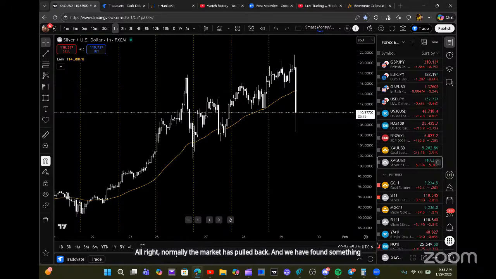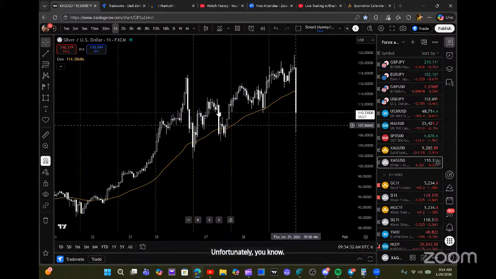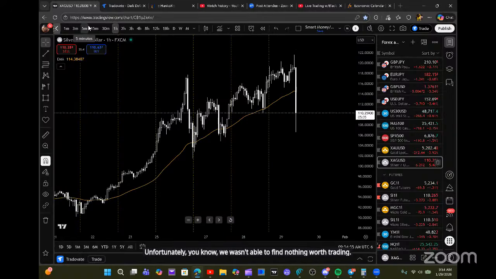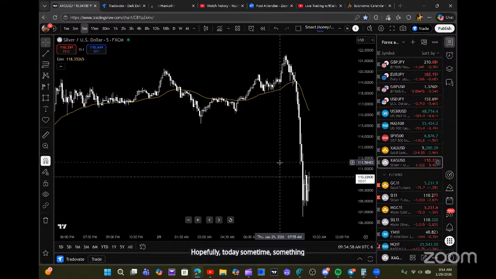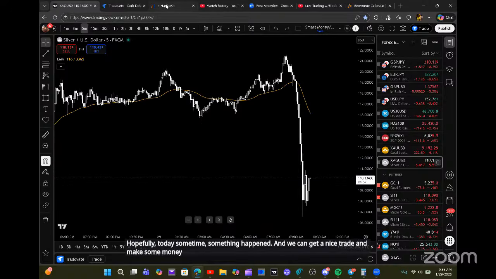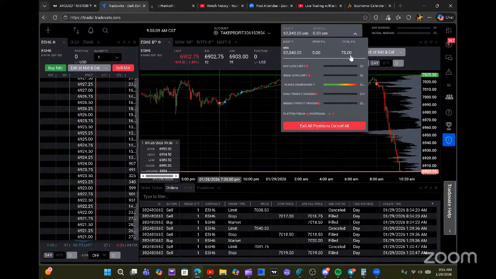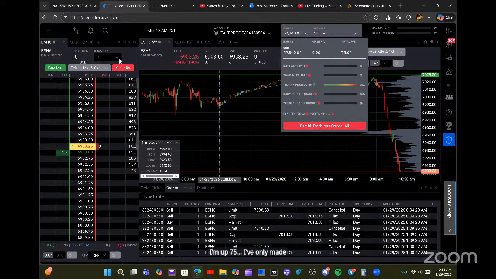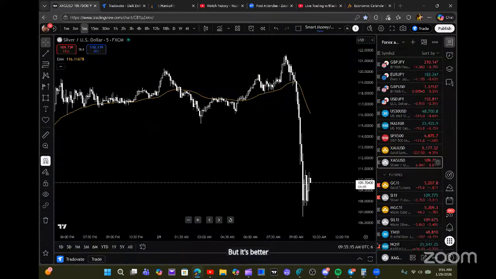But I thank you guys for coming. Unfortunately, we weren't able to find nothing worth trading. Hopefully sometime today something happens and we can get a nice trade and make some money. I definitely don't want to force nothing because I really want to pass this. I've only made $75 on this account today. That's it, but it's better than nothing, right?